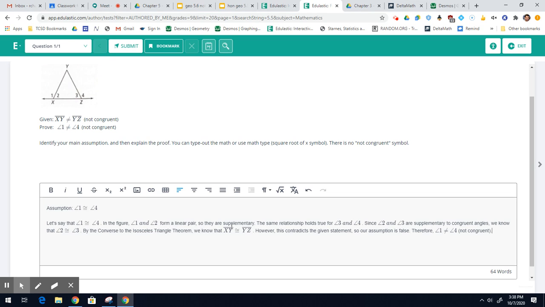So this is what we call a proof by contradiction. You assume what you want to prove is false, so you negate it. You go through the proof, and you try to arrive at a contradiction. And again, it can contradict geometry in itself, or it can contradict the given, which is what happened here.